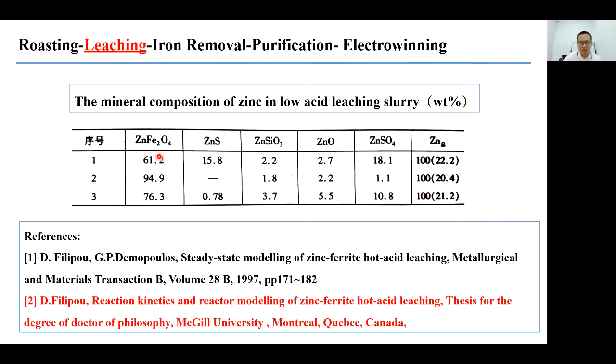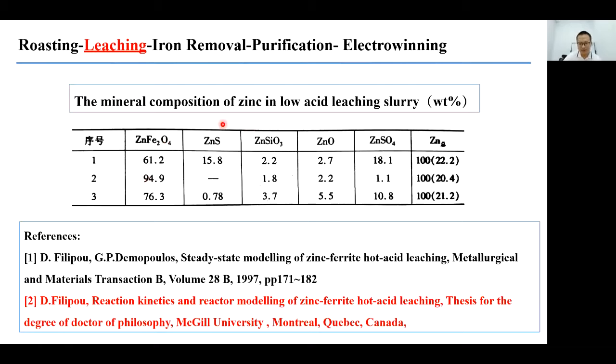And the mineral analysis is presented in this table. We can find here, the majority of the zinc stays as zinc ferrite, as we discussed in the roasting stage. So this one forms in the roasting stage, and it cannot be leached out in the natural leaching stage. So it will enter the slurry phase and get enriched.